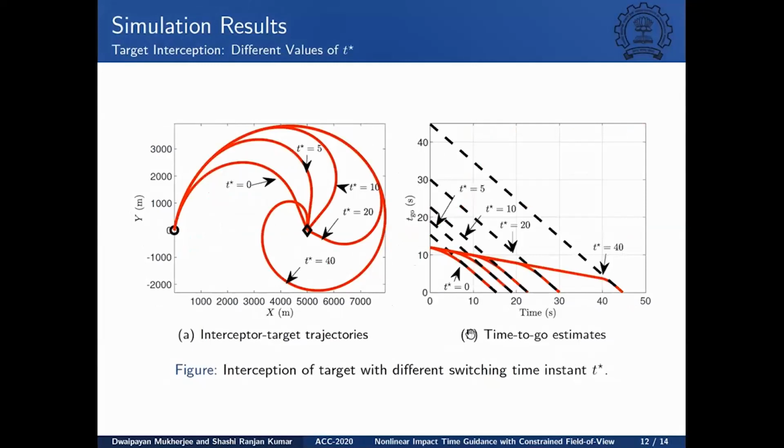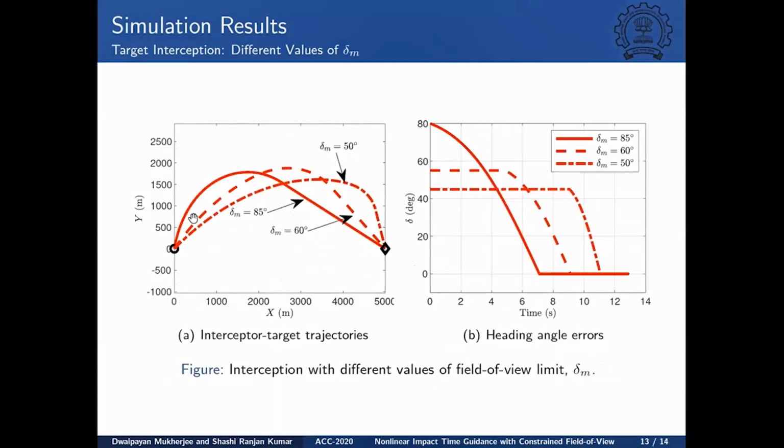Similarly, if you play around with T star to violate that constraint by choosing a very large value of T star, you don't have a straight line segment, as opposed to smaller values of T star, where the last phase is basically a straight line. Again, if you relax or contract the field of view constraint by choosing delta m to be between 50 and 85 degrees, you see that the detours have become larger or smaller respectively.